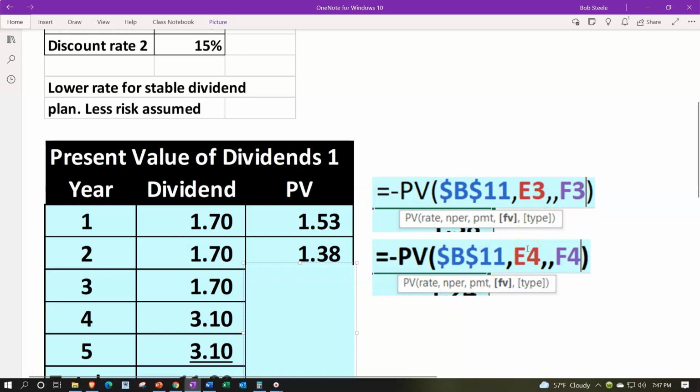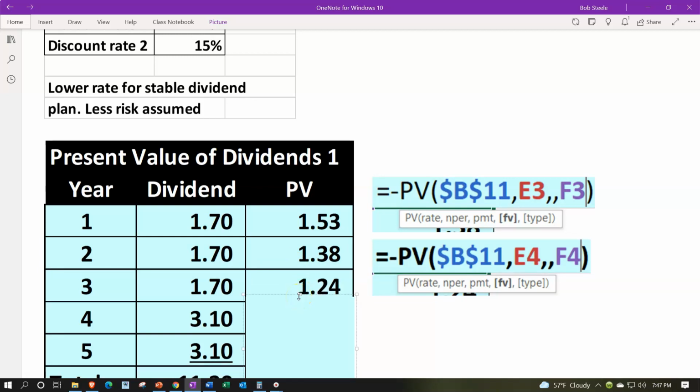That's going to be not the payment, the number of periods. This is the number of periods that we're on. And that moved down from 1 to 2. So we don't have to hard code or type in the 2 here. We just copied it down. Then we got comma, comma, because there's no payment. Future value is that 1.7. So the 1.7 discounted back 2 years is the 1.38.